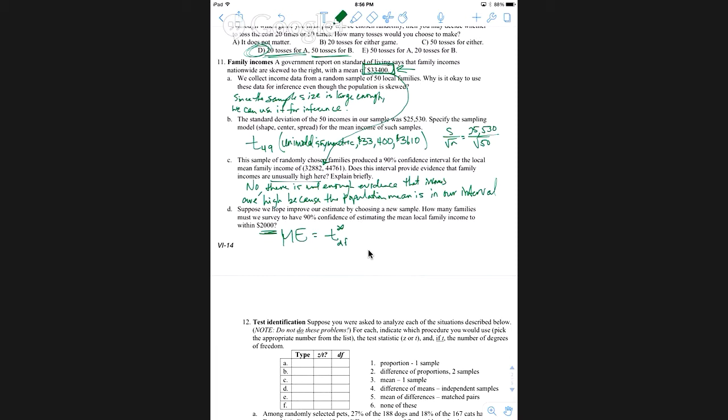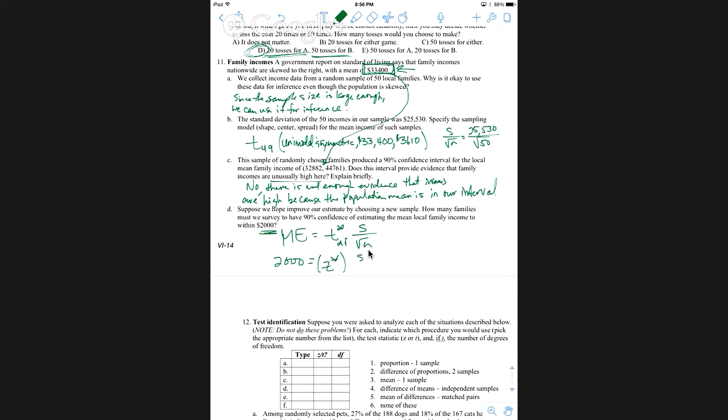In this case, we don't know the degrees of freedom. S over square root of n. So my margin of error is 2000. I don't know my degrees of freedom, so I'm not going to be able to find T star. However, 50 is a pretty big sample, so I'm going to use Z star to figure this one out.